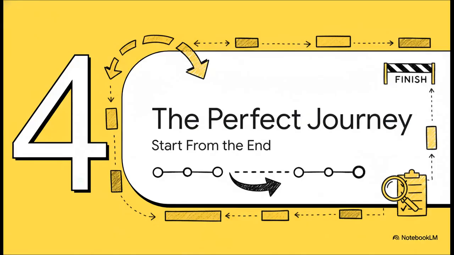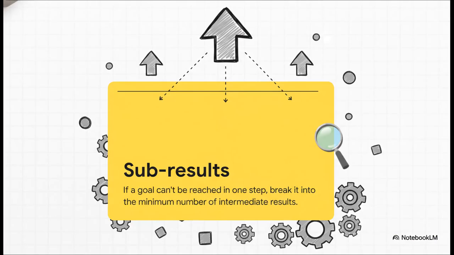Okay, theory is great, but how do we actually build this way? Let's get practical. The key here is to structure the entire user journey by working backward. You don't start at the beginning, you start with the final result. And to do that, you have to understand this core concept of sub-results. Look, if you can't get the user to their final goal in a single step, you have to break the process down. But the trick is to ask, what are the absolute minimum intermediate steps needed to get there? Each one of those is a sub-result.